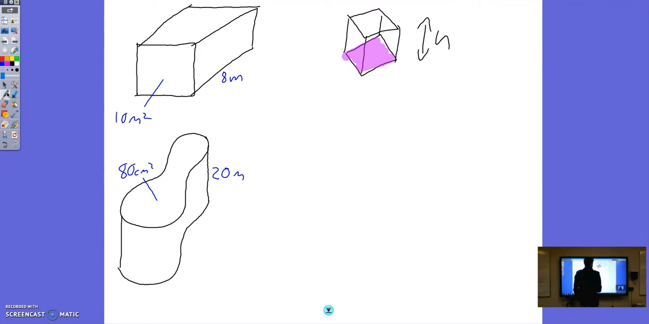So the basic premise of volume is that volume equals area of the cross-section multiplied by the height of the object.